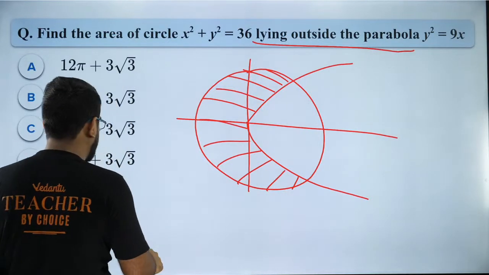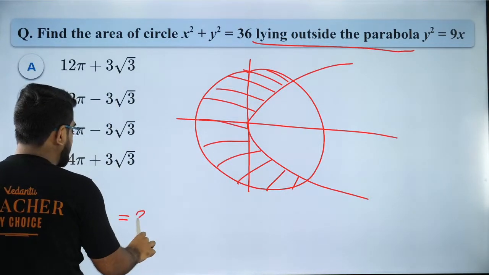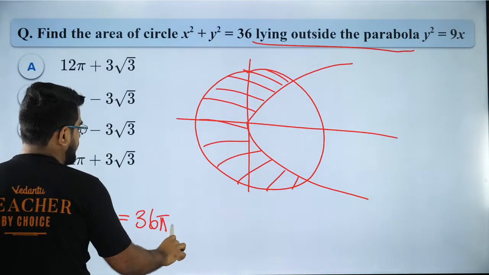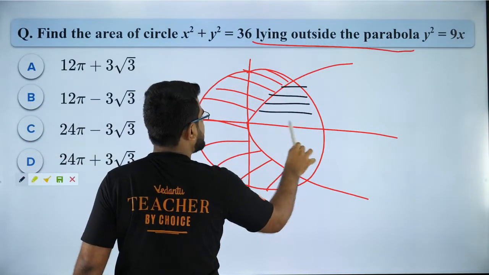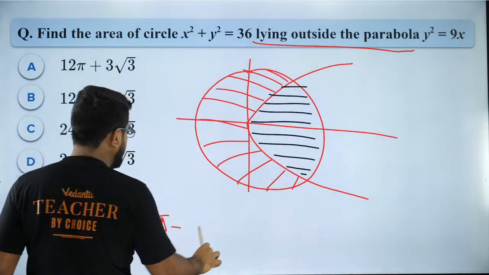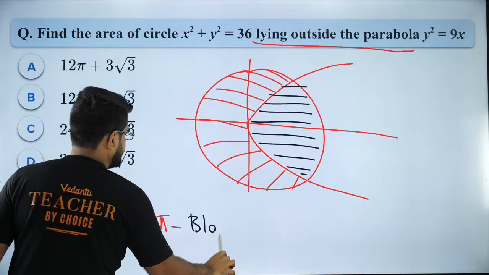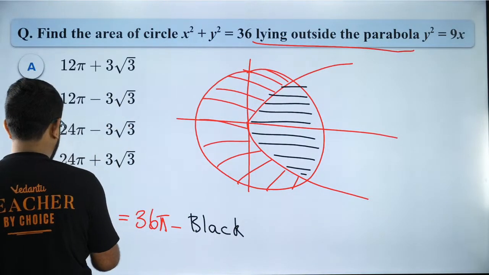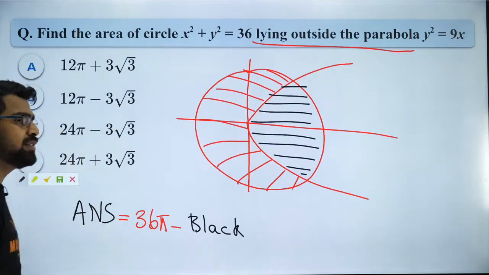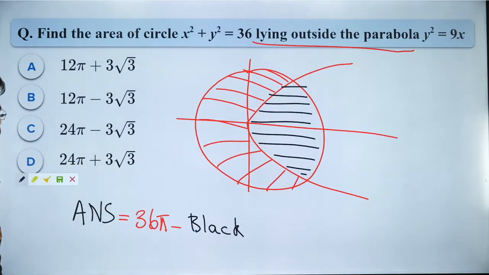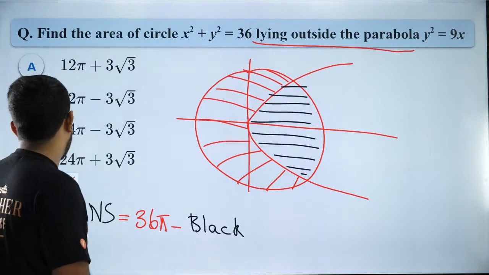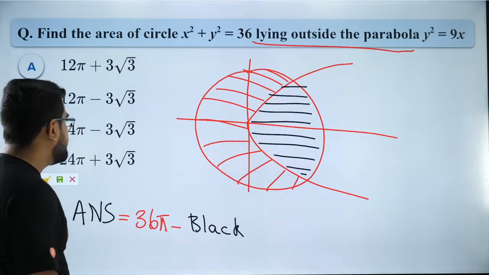So can I say it is nothing but the area of the circle, which is pi r square, minus the area of this region? Area of circle minus black color region will give me the answer. Yes. So what I will do is I will just find out the black color area. So how do we find out the black color area? That is the real deal. I will do it for you.